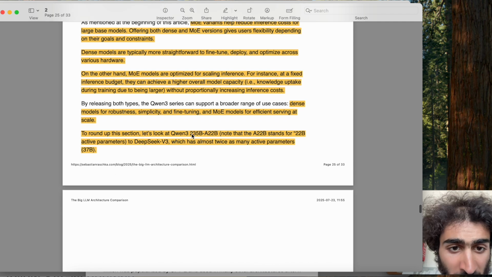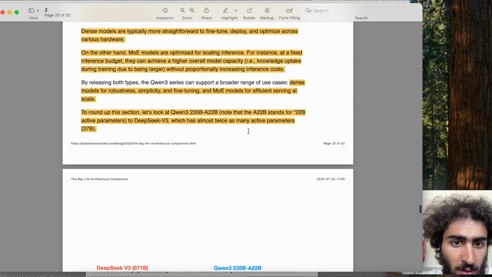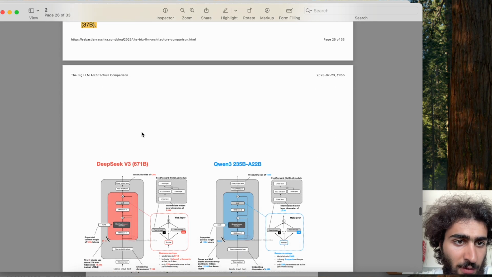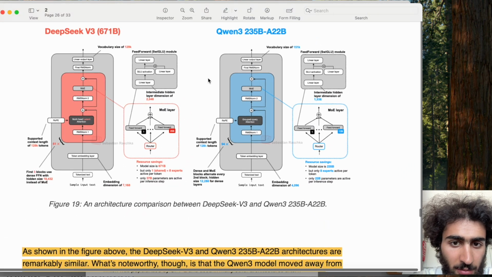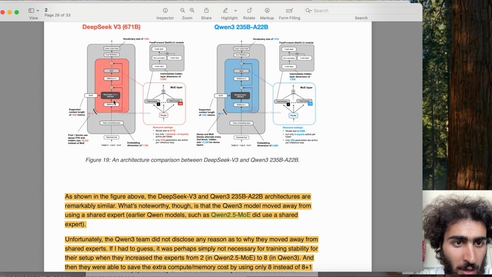And one thing worth noting about the name is that A22B just means 22 billion active parameters, which is less if you compare it to DeepSeek v3, which will be happening here. So when you look at these two diagrams, you can see that they're quite similar, as is mentioned by the author, but you do have different attention mechanisms and then a different mixture of experts regime.